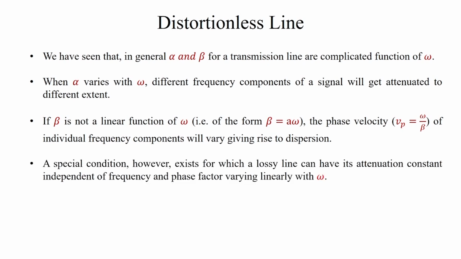However, a special condition exists for a lossy line that can have an attenuation constant independent of frequency and a phase constant varying linearly with omega. And this type of line, if we can realize it, will not distort the signal, and therefore, this type of line is called a distortionless line.